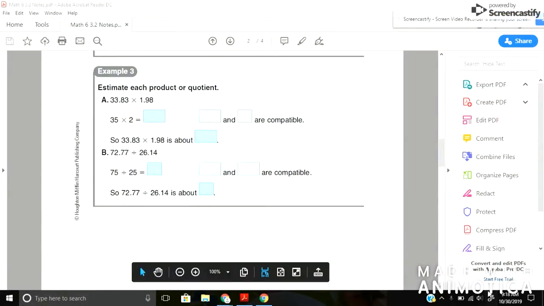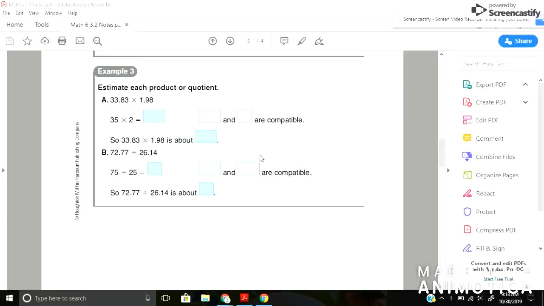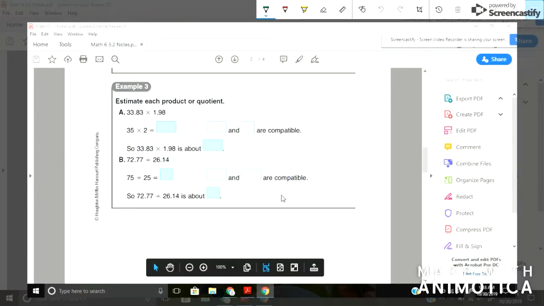All right, so in example 3, what we're going to try to do is use what we call compatible numbers. You see here, they talk about being compatible. And what they basically mean is try to find numbers that can be divided into each other or multiplied by each other or added to each other. And in the end, you get a nice whole number, okay? And maybe that'll make a little bit more sense as we see this problem.